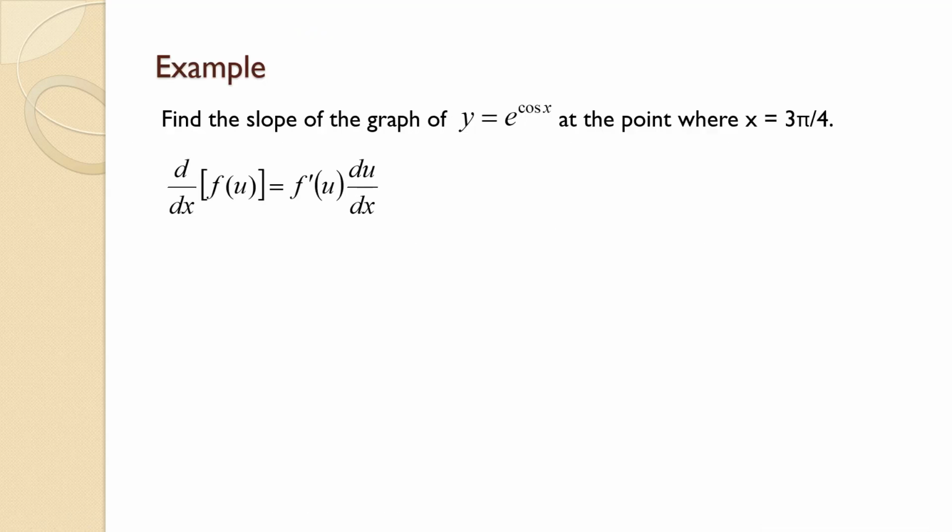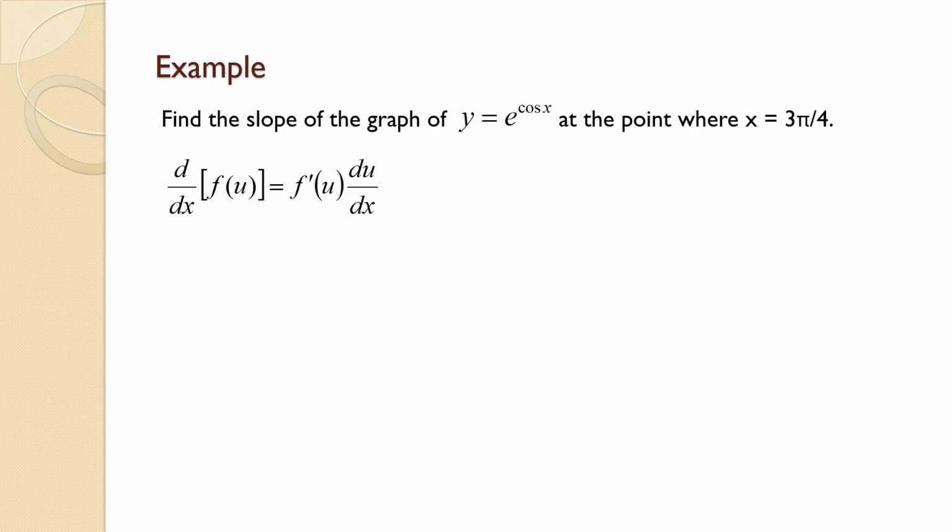I want to find the slope of the graph of the equation y equals e to the cosine of x at the point whose x-coordinate is 3 pi divided by 4. Well, e to the cosine of x will be a composition. It's e to the u, and u is the cosine of x. So the outside function is e to the u.